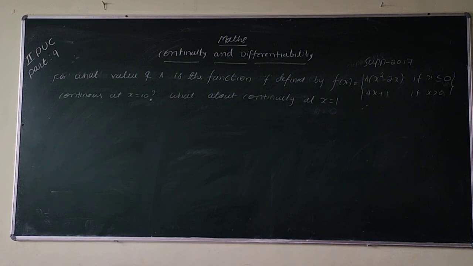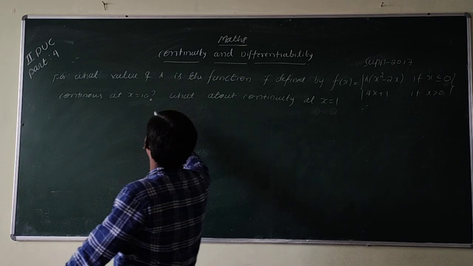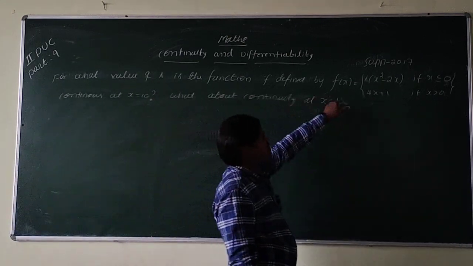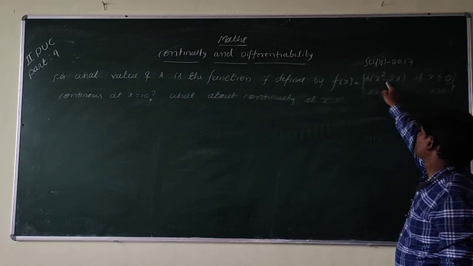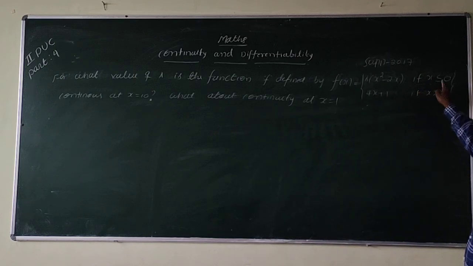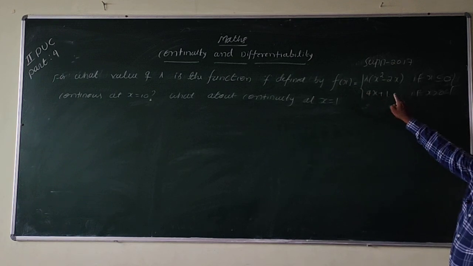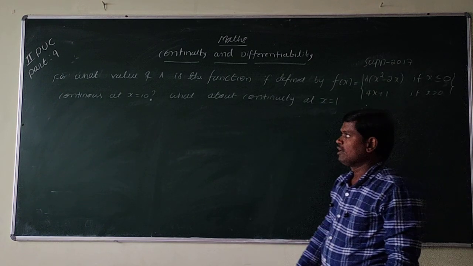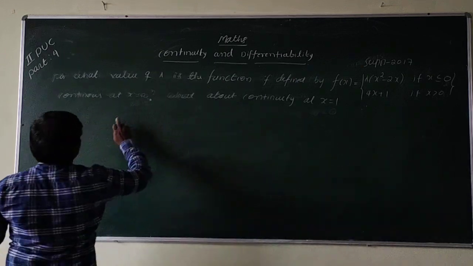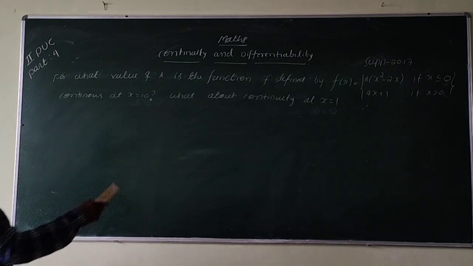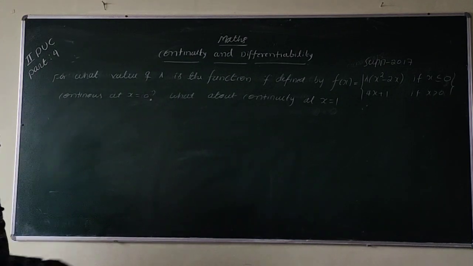So next, one more problem. For what value of lambda is the function f defined by f of x equal to lambda into x square minus 2x if x is less than or equal to 0, and f of x equal to 4x plus 1 if x is greater than 0, continuous at x equal to 0?